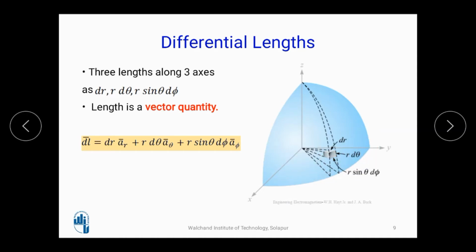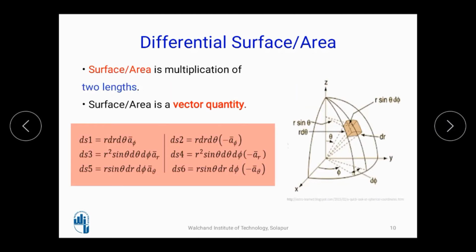So length is a vector quantity. To write its vector, dl bar is dr ar bar, r d theta a theta bar plus r sin theta d phi a phi bar. Please remember that phi is the third coordinate in the spherical coordinate system, whereas phi is the second coordinate in the cylindrical coordinate system. That change is to be remembered.